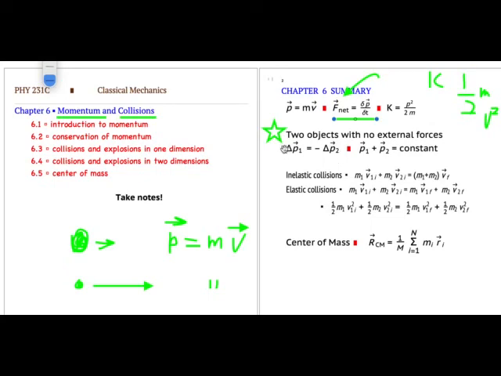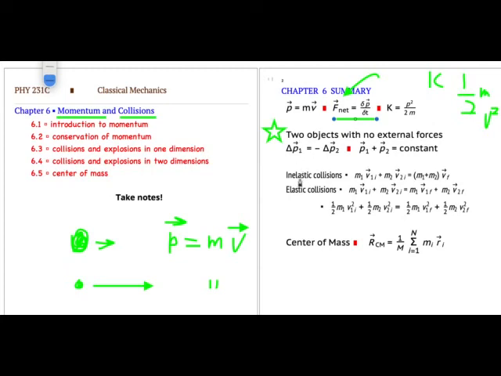So this will be the force on particle 1. This will be the force on particle 2. Well, the force on particle 2 has to be equal but opposite to the force on particle 1. So F1 is minus F2, or delta P1 is minus delta P2. Now that's a conservation law. Total momentum is conserved. And that puts strong restrictions on what can happen in nature.